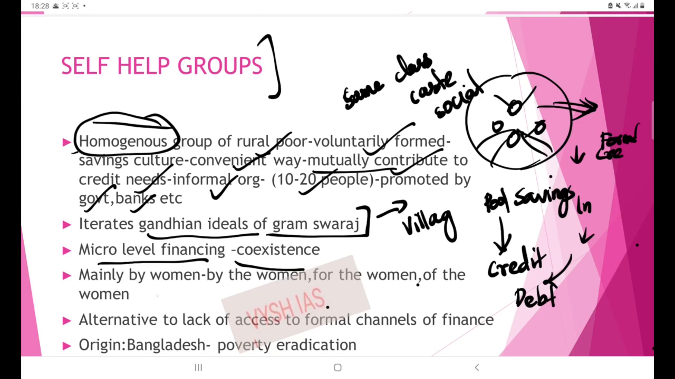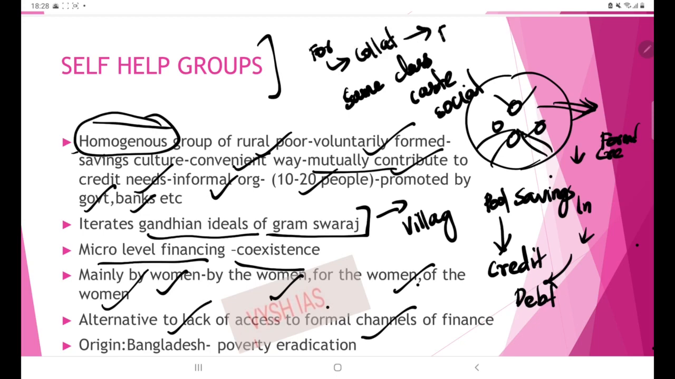Then it is a tool of women empowerment, because most of the self-help groups are formed by women, by the women, for the women and of the women. Okay, then it is an alternative to lack of access to formal channels. Like if these people have to get a formal credit, then they have to get a collateral. But in India we are having fragmentation of land. Many people won't be having some land records itself. So it helps in accessing easy credit through informal channels also.